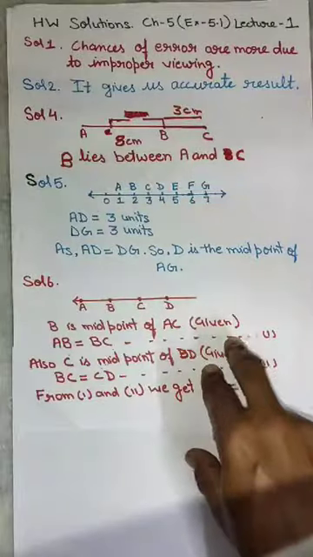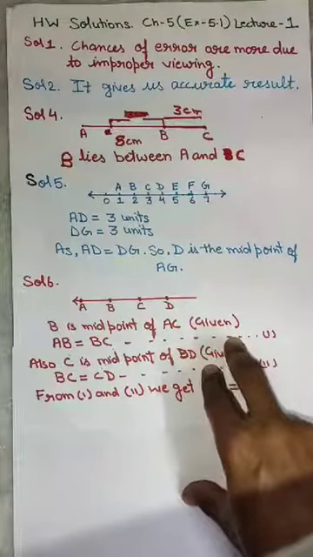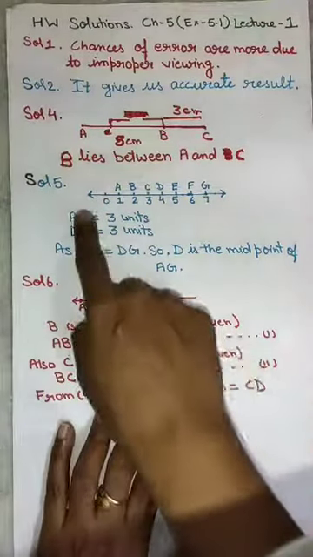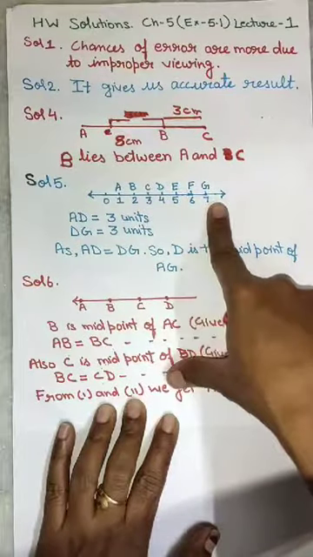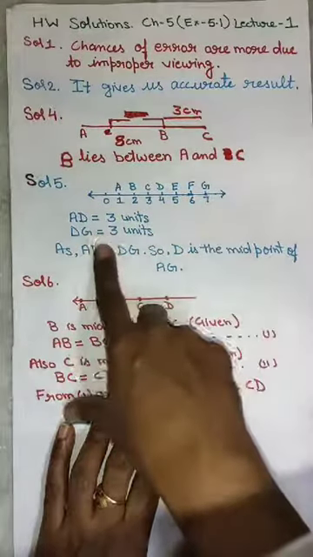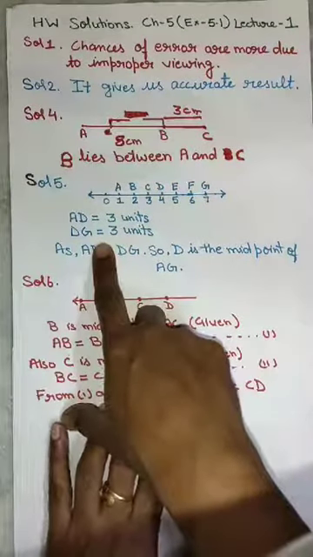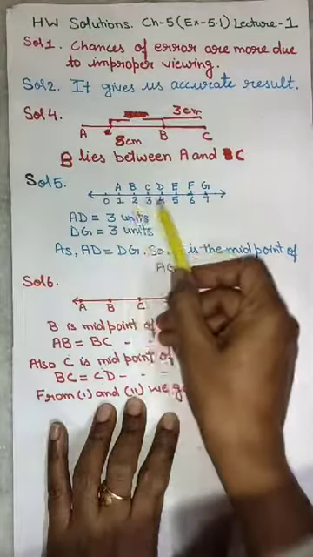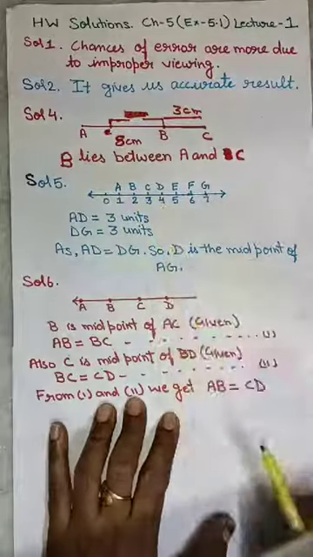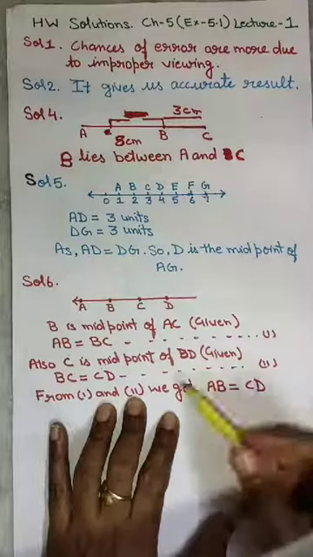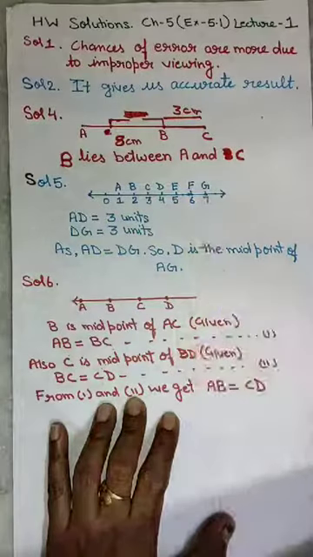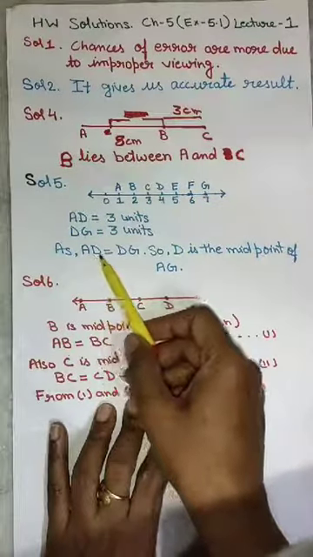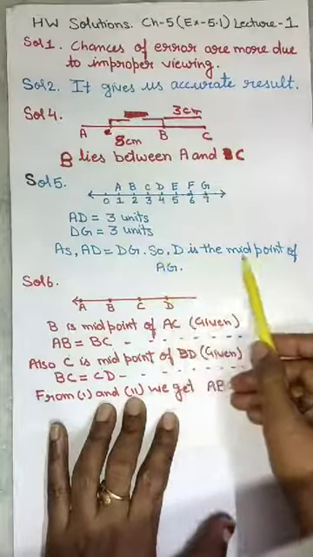Now see question number 5. Verify whether D is the midpoint of AG. Okay, this is the line segment given to you in the question. Now you have to tell whether D is the midpoint of AG. From A to D, how many units are there? There are 3 units. And from D to G, how many units are there? Again there are 3 units. So, AD is equal to DG. That means D is the midpoint of AG.